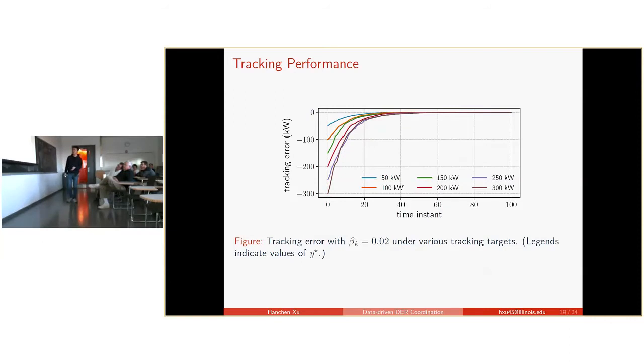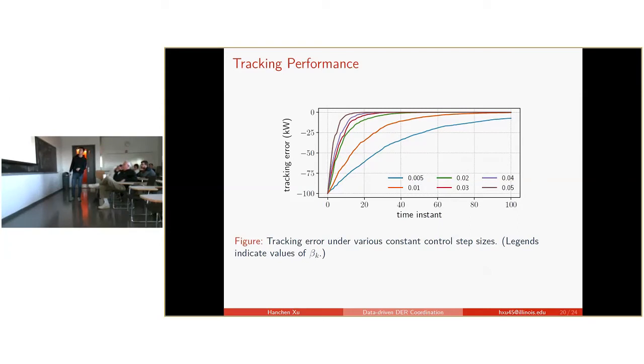And this is the tracking error. So the tracking target is actually 300 kilowatts. Keep in mind that we have 9 DERs, each with 40 kilowatts, so 360 in total. The target is 300. Then these are some of the convergence. These are the tracking error evolves as time goes, which we can see they converge pretty fast.